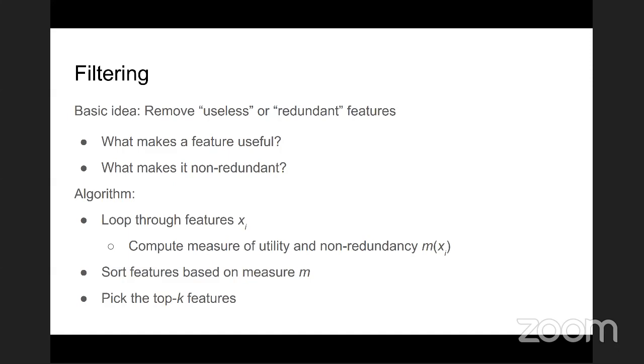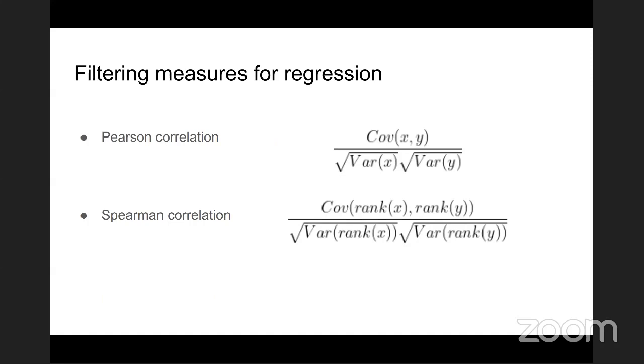Okay. All right. So now let's look at some measures of usefulness of a feature and non-redundancy of a feature. Non-redundancy is a little difficult to define, but let's talk about usefulness. If you are trying to solve a regression problem and your target variable is y, then the first thing that comes to mind is your feature xi. Is it correlated with the variable y?